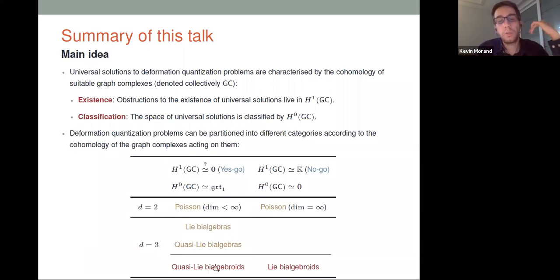A more positive result is the fact that if we extend the notion of Lie algebroids to so-called quasi-Lie algebroids, then we recover the nice category. So quasi-Lie algebroids can be shown to belong to this category. So there is more chance to be able to quantize if we go from quasi-Lie algebroids rather than from Lie algebroids.